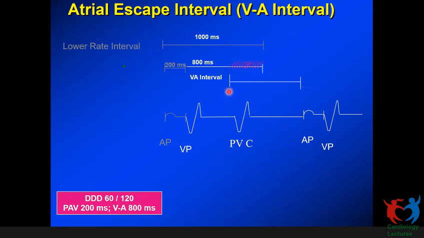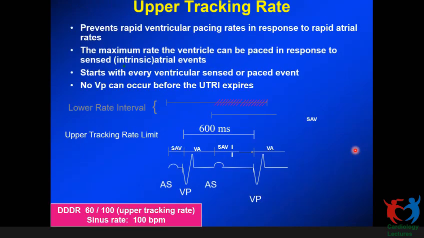the pacemaker for this beat alone, whenever there is a PVC, will shift to a ventricular-based interval, and it will actually start a VA interval. At the end of the VA interval, it will deliver a pace. And of course, the next free running will start with the AV interval that goes on. So that's the behavior when a PVC happens. And the other one that we need to program in a dual chamber pacemaker is the upper tracking rate.